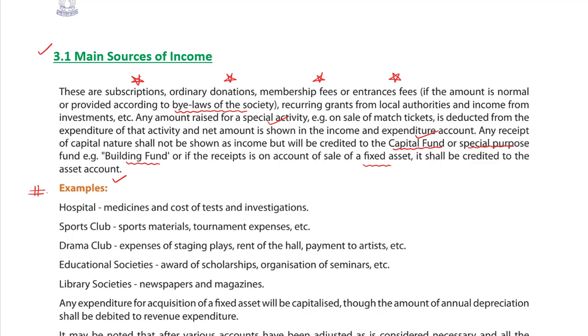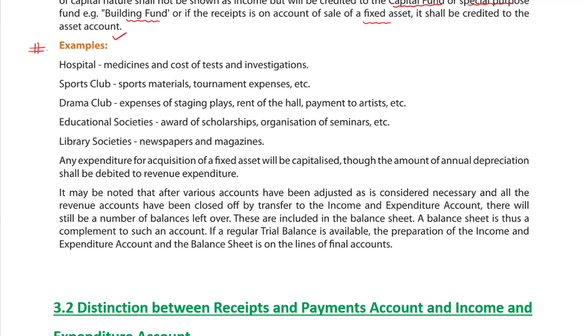Example, hospital: medicine and cost of tests and investigation. In case of a sports club: sports material, tournament expenses. In case of a drama club: expenses of staging plays, rent of the hall, payment to the artists, etc. In case of educational societies: awards of scholarships, organization of seminars, etc. In case of library societies: newspapers and magazines.